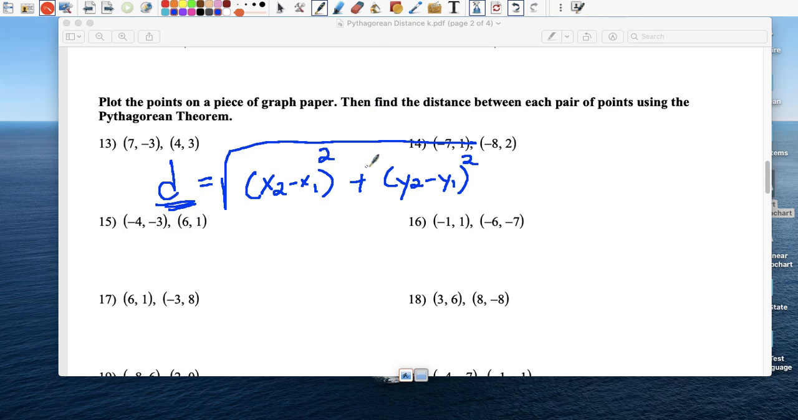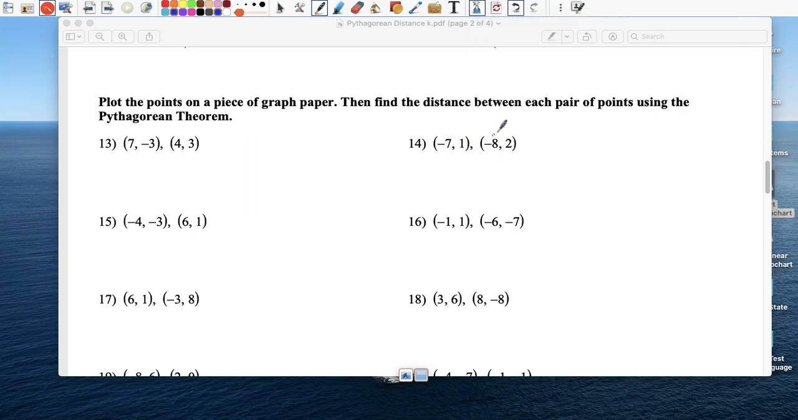You can either remember that, or you can do it in parts like we did, and you don't have to worry about remembering this at all. Let's try the next one. Negative 7 and 1, negative 8 and 2.